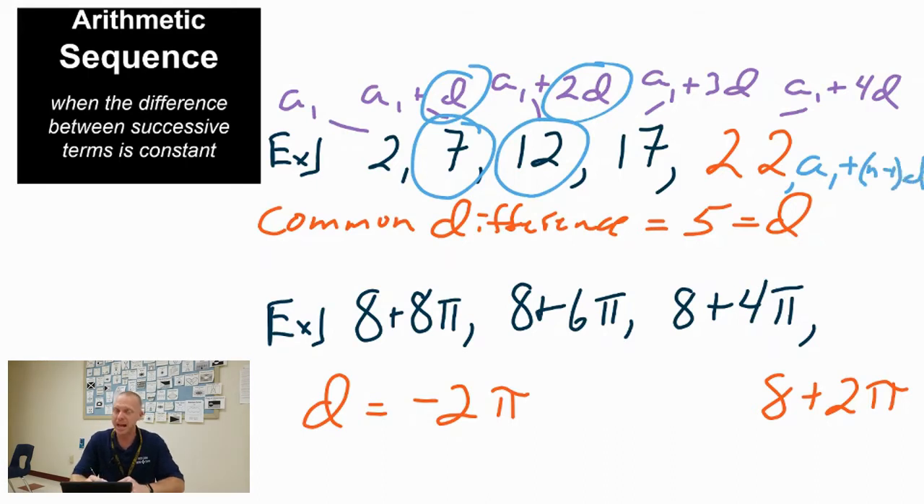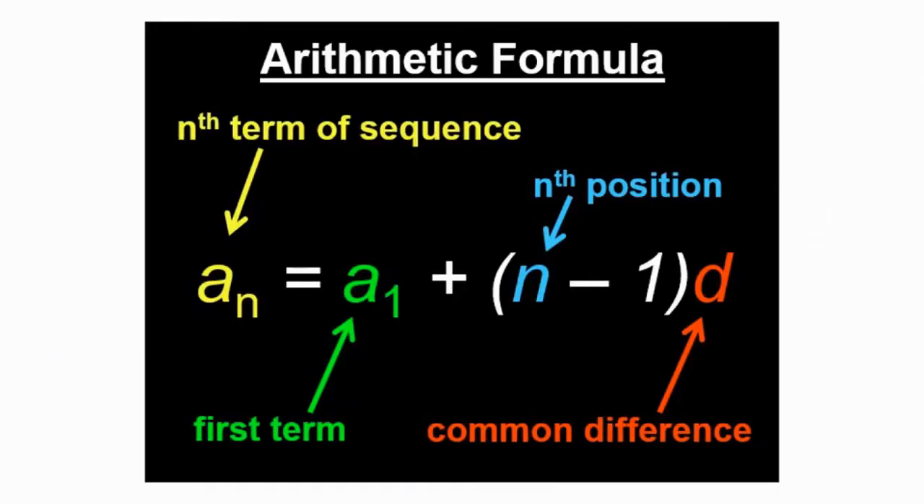We would say that it's a sub 1 plus n minus 1 times d. What do you think? That's the formula for the nth term of an arithmetic sequence. It's always going to be the first term, a sub 1, plus n minus 1 times d. Now remember, the letter n just stands for the position of your term.